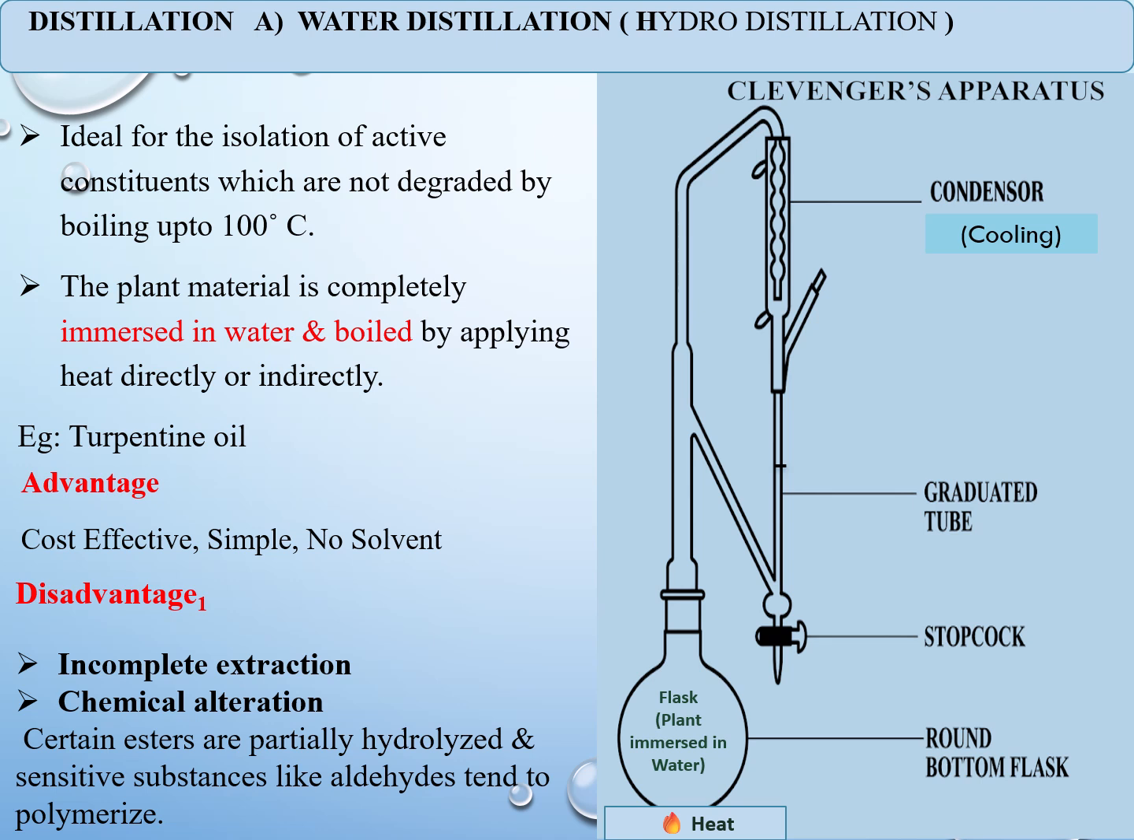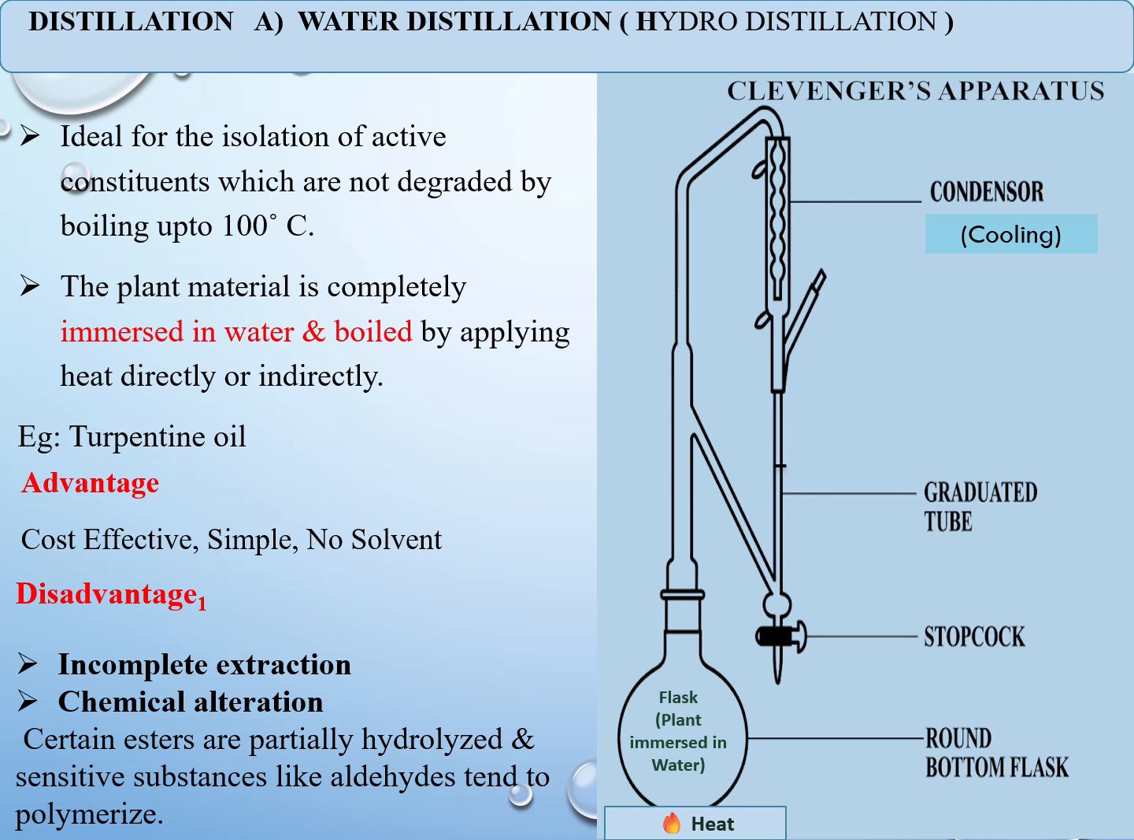And coming to the disadvantages, even though it has advantages like cost effectiveness, simplicity, and use of no solvents other than water, the main disadvantage is incomplete extraction. That means when we are boiling the plant part in the water, we cannot isolate the complete amount of volatile oil which is present in the plant material. After extraction also, some of the volatile oil may be left behind in the plant material.